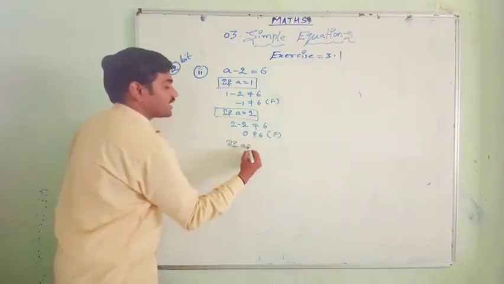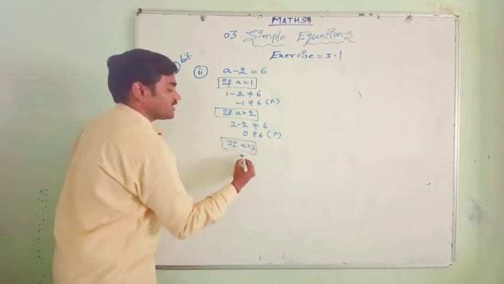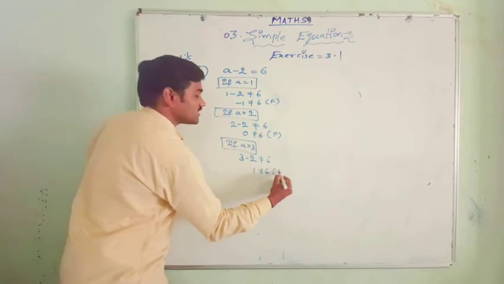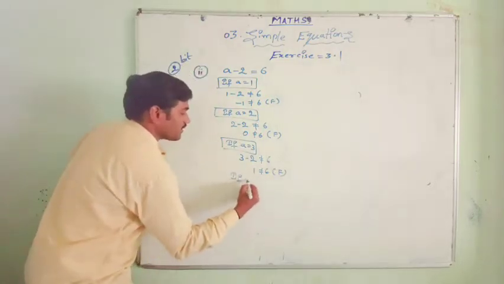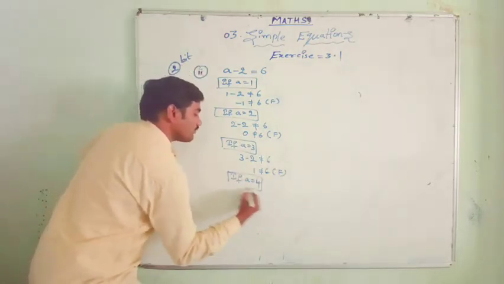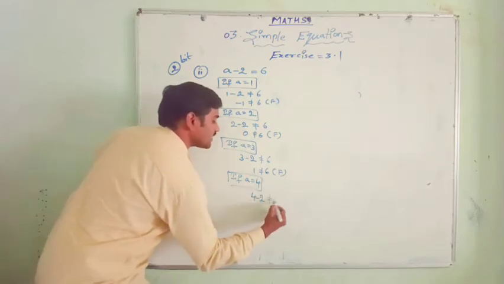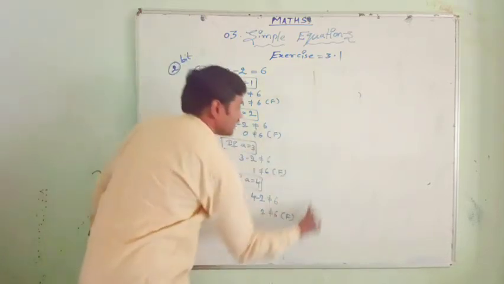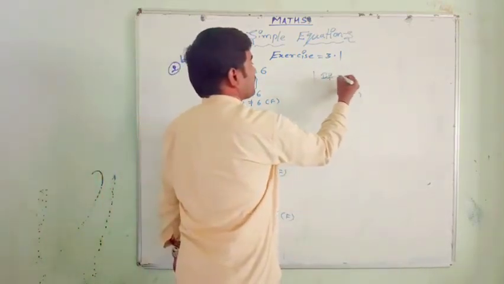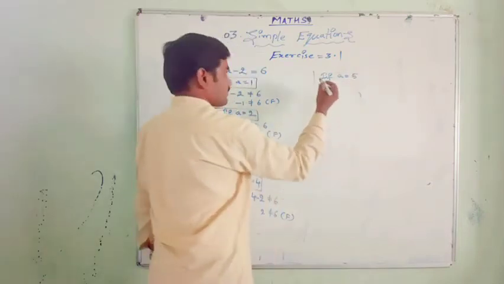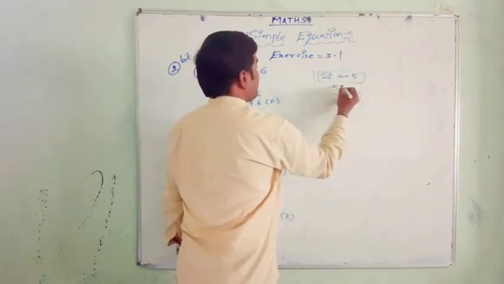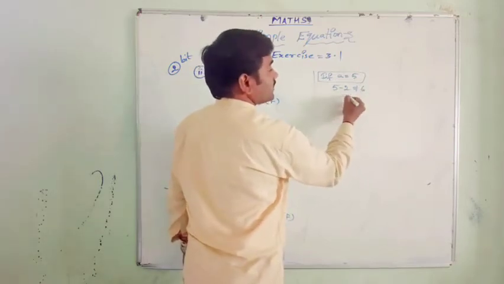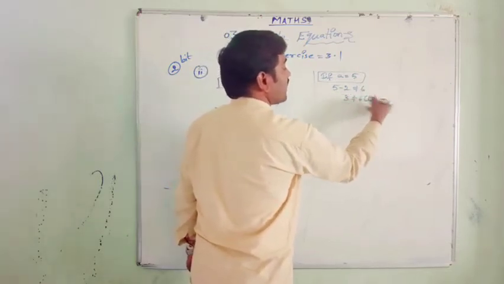If a equal to 3, that is 3 minus 2 is not equal to 6. That is 1 is not equal to 6, that is a false statement. If a equal to 4, that is 4 minus 2 is not equal to 6. That means 2 is not equal to 6. It is also a false statement. Let us do it. If a equal to 5, then 5 minus 2 is what? 3. 3 is not equal to 6. It is also a false statement.